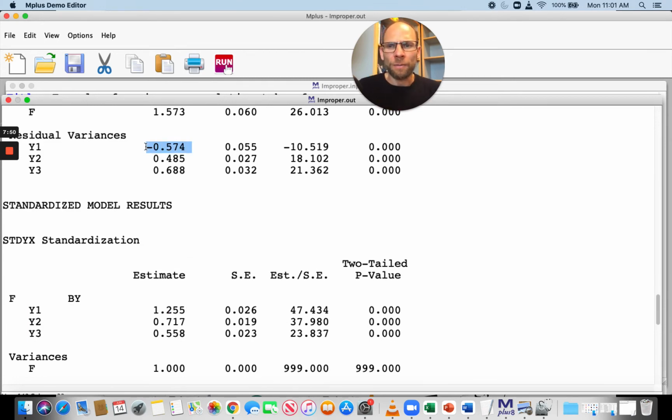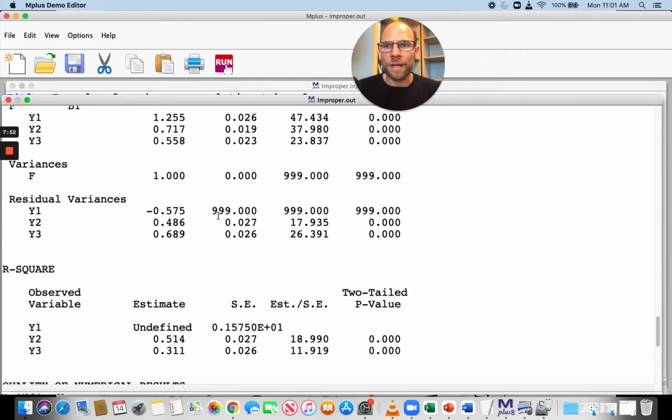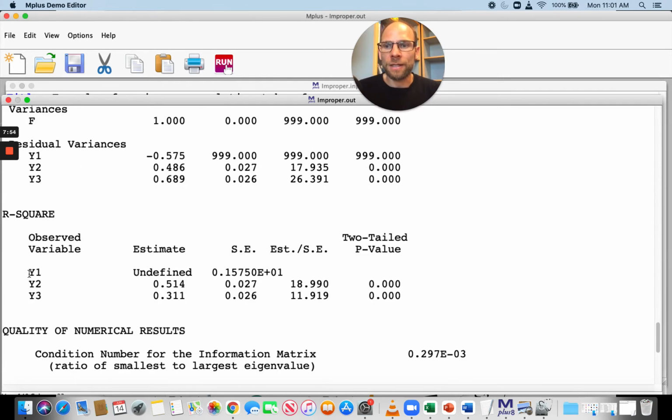Now, what else can you see? When you go to the R² at the end, you can see it's undefined, because that's the standardized loading squared in this model, and it doesn't make any sense to have an R² greater than 1, so Mplus doesn't give it, and it says the R² here is not defined. You are explaining more than 100% of the variance in this indicator, and this doesn't make any sense.